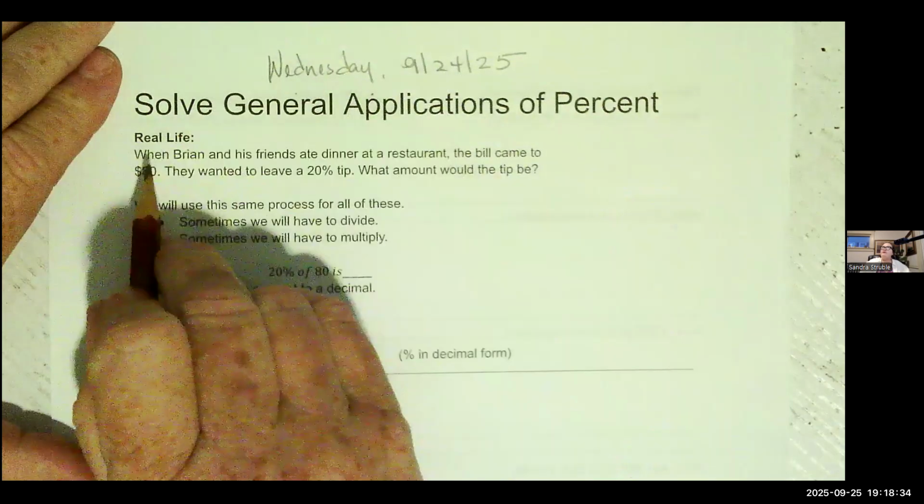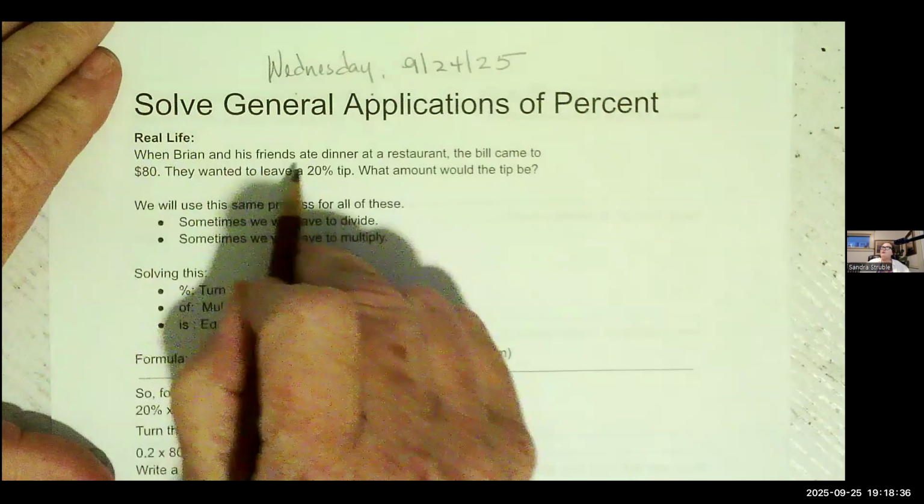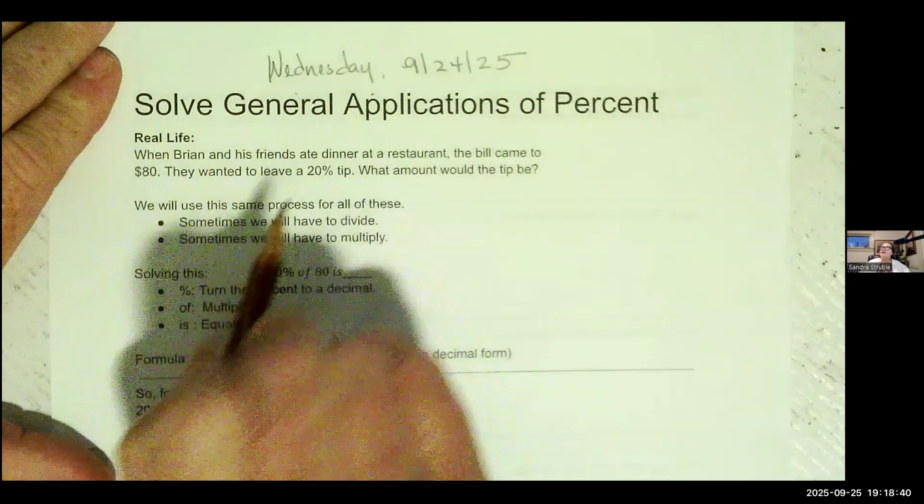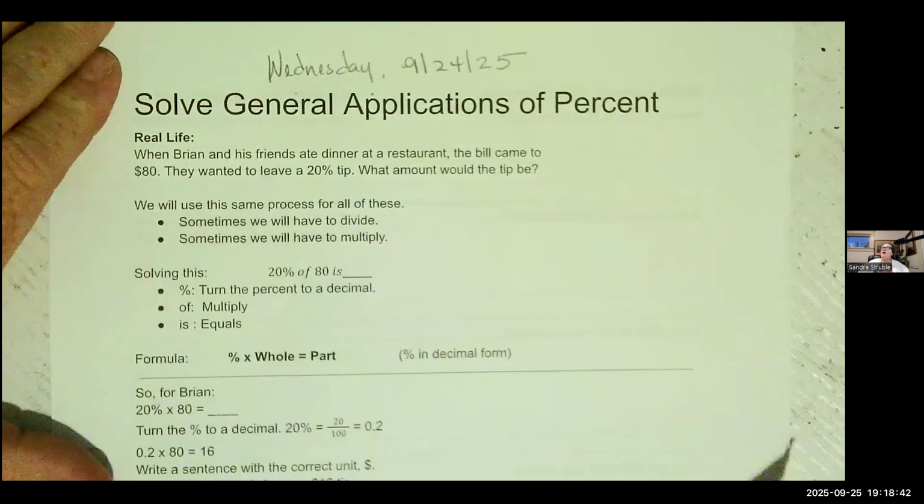For real life, when Brian and his friends ate dinner at a restaurant, the bill came to $80. They want to leave a 20% tip. What amount would the tip be?